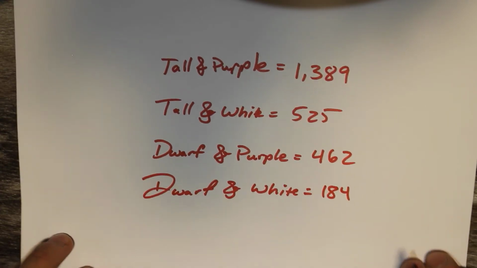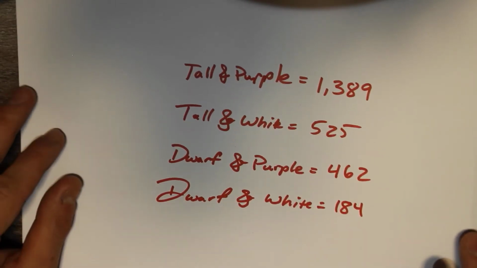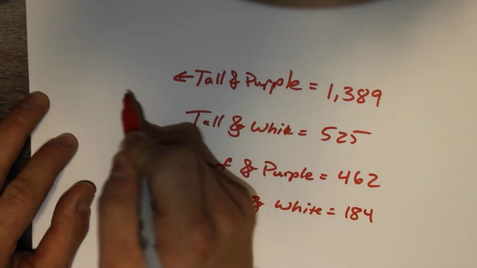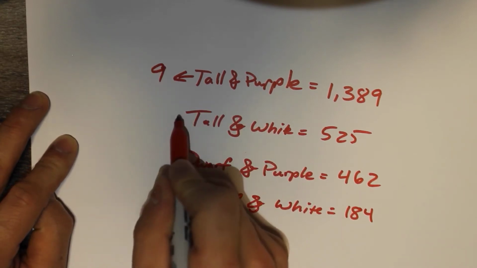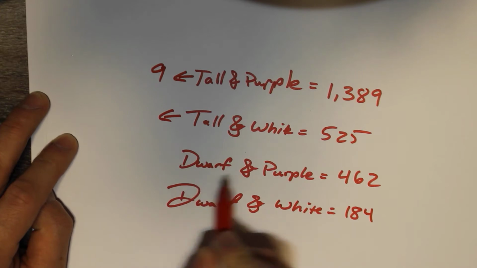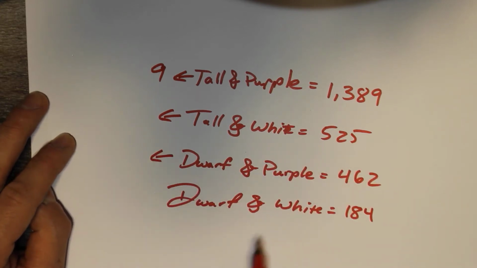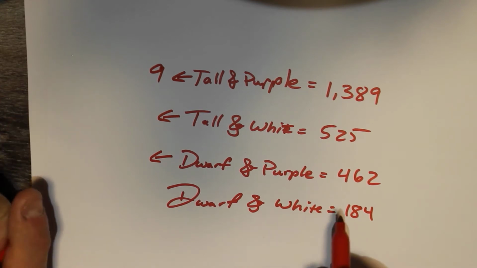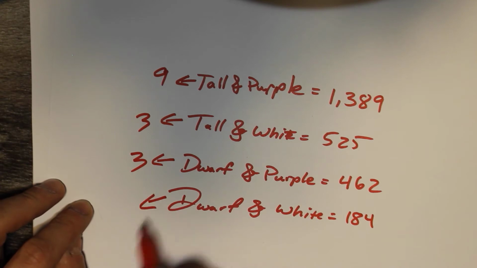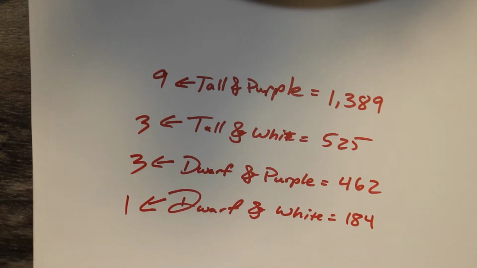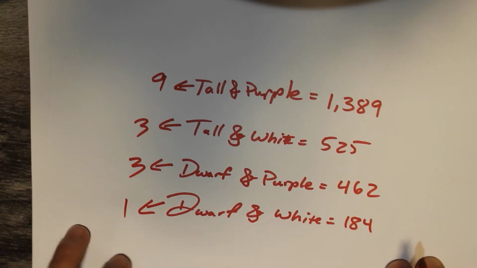Now we're going to take this and kind of relate it to that 9 to 3 to 3 to 1 ratio. So the tall and purple, this would be both of our dominant traits, that's the 9. Both of these ones, the tall and the white and the dwarf and the purple, each of these has one dominant gene and one recessive. So each of these are going to be the 3, and then the dwarf and white, lastly, is the 1. So that's our 9 to 3 to 3 to 1 ratio, and that's what it means with what we're given in the problem.